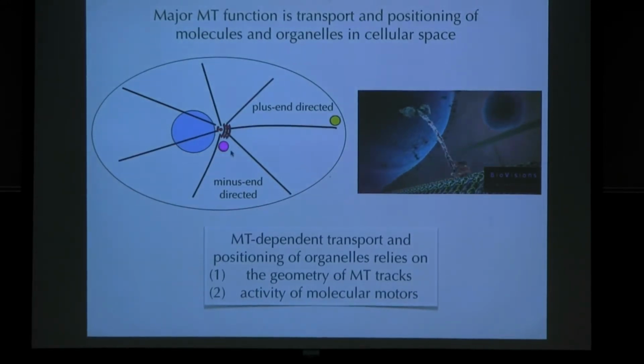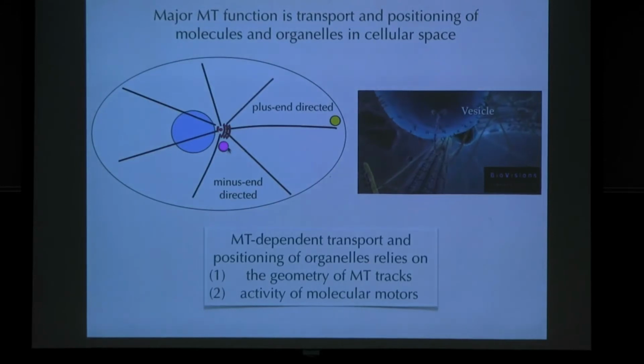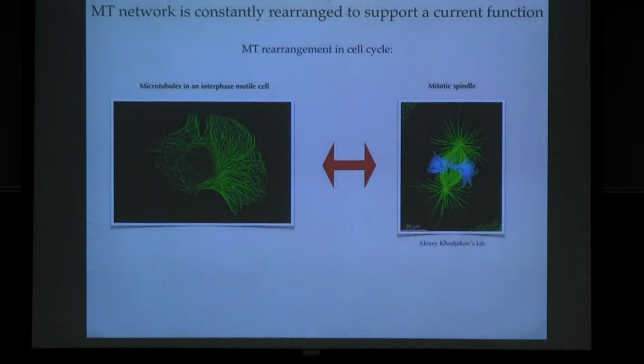And this is a very schematic basis of microtubule-dependent transport. So for the transport in a cell to properly deliver cargoes from one location to another, two things are important: the geometry of the track and the activity of molecular motors. What we study in the lab is predominantly the geometry of microtubule tracks. Those microtubule networks in cells can have very different morphologies, and they're also dynamic. They undergo dynamic rearrangements.